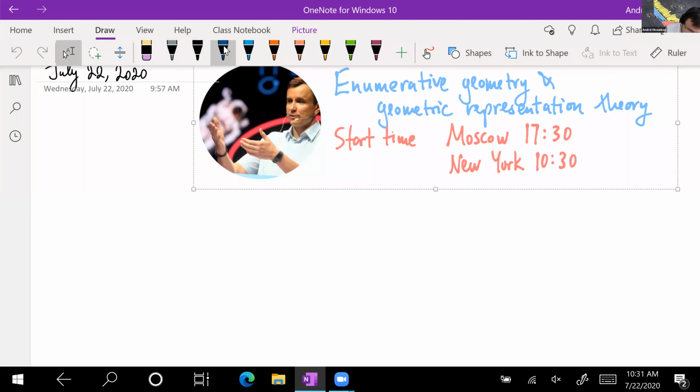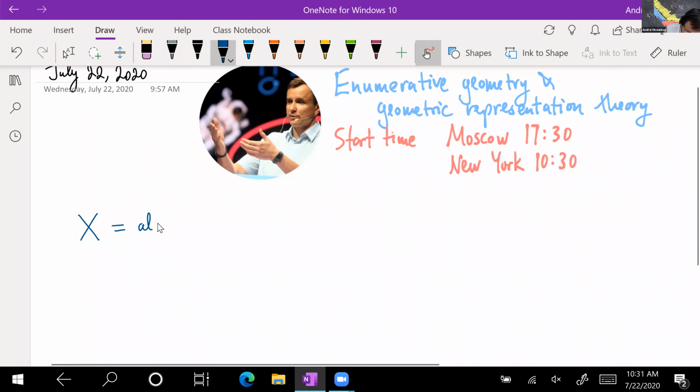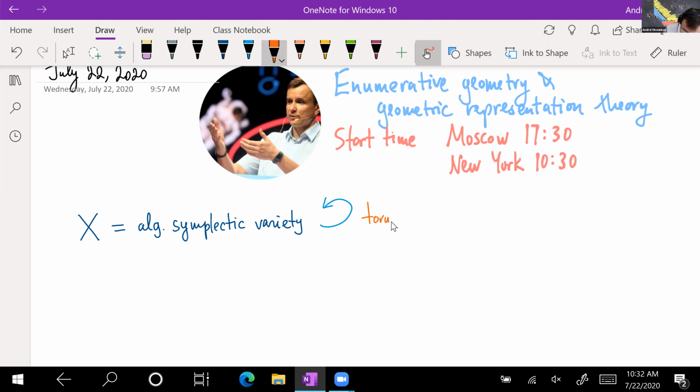So the setup would be the following. Let X be an algebraic symplectic variety with an action of a torus A. This acts by symplectic transformations, so it preserves the symplectic form.